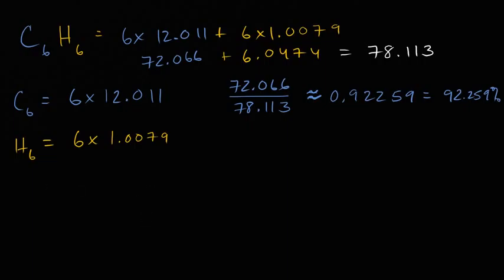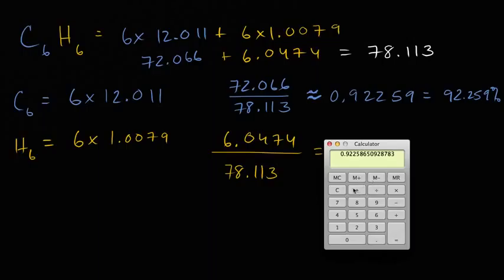Of course, we can figure that out. That's going to be 6.0474 divided by 78.113, so let me clear it out. 6.0474 divided by 78.113 is equal to 0.07741, and I have 5 significant digits in either case.